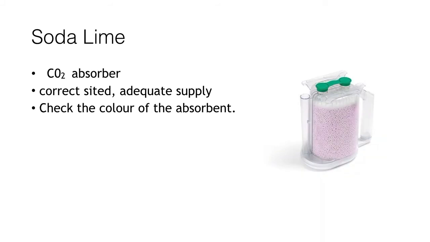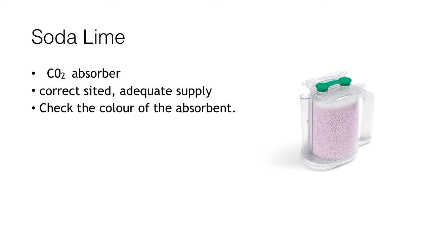Next in the checklist is checking the soda lime. The soda lime is responsible for absorbing waste carbon dioxide that is produced by the patient. It is seated in the inferior part of the anaesthetic machine and should be correctly sited, and there should be an adequate supply. The soda lime changes colour as more carbon dioxide is absorbed, which is based on the pH change of the granules within the soda lime.